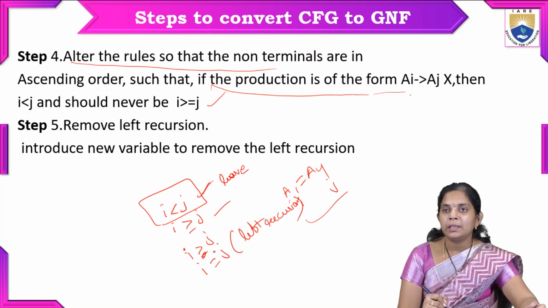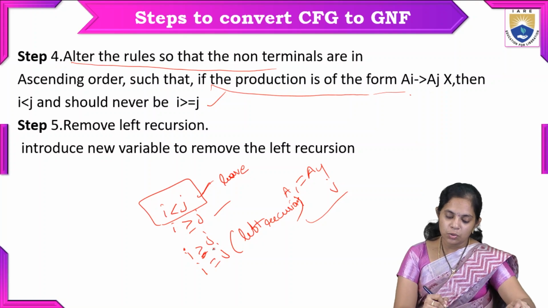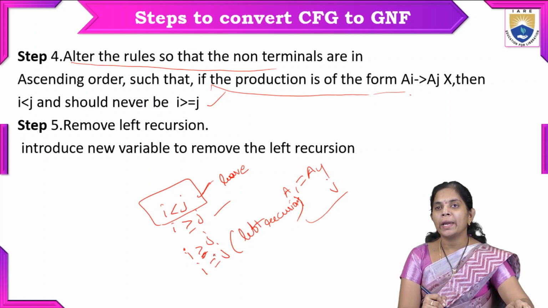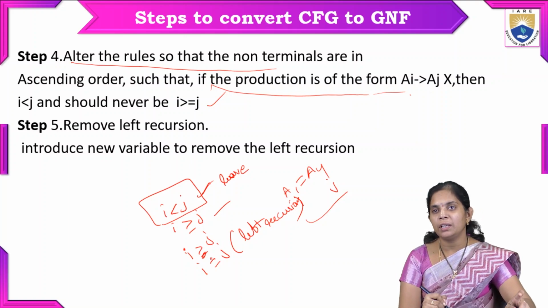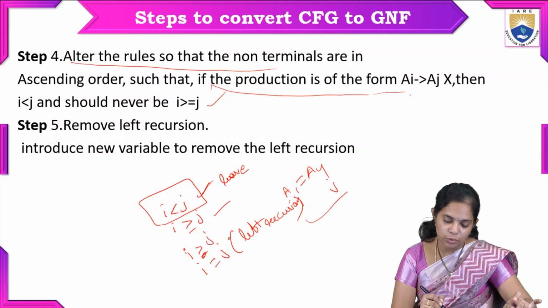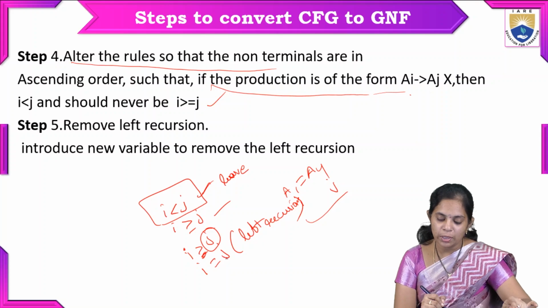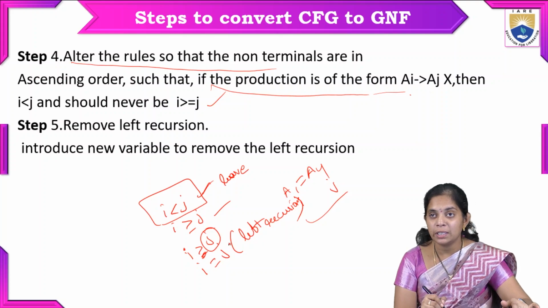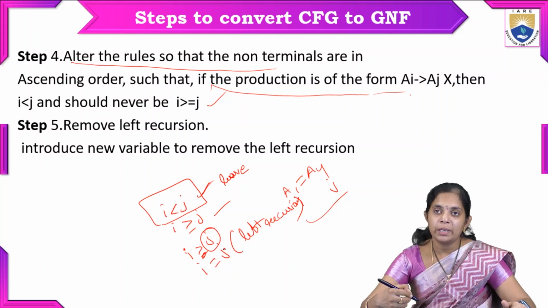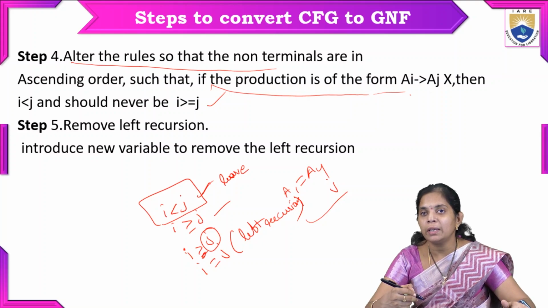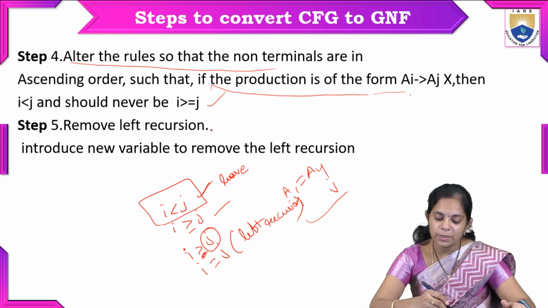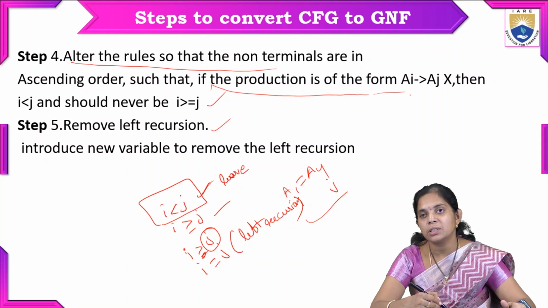So I greater than J. In this kind of situation, where I is greater than J, we need to replace the values. Here the values of J we need to replace with the substitution method. In this one we can change all the grammar into a GNF, Greibach normal form. And the third step is, in case of any left recursion, we need to remove that left recursion.